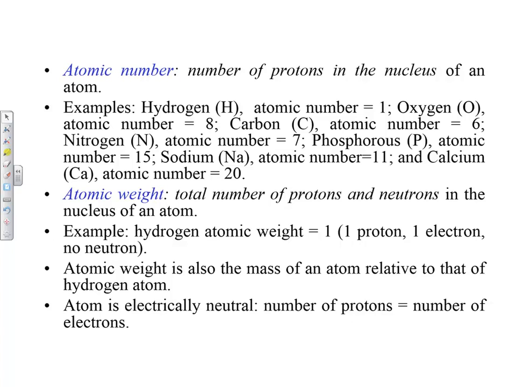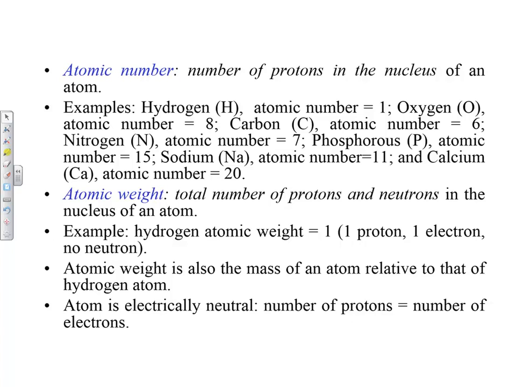So what is the atomic weight? The atomic weight is the total number of protons and neutrons in the nucleus of an atom. For example, hydrogen has an atomic weight of 1, because if you look at the hydrogen atom, you have 1 proton, 1 electron, no neutron, okay? So the atomic weight is 1, okay? So 1 proton, so that's going to give you 1. Atomic weight is also the mass of an atom relative to that of a hydrogen atom, right? You also know that, okay, from the same considerations.